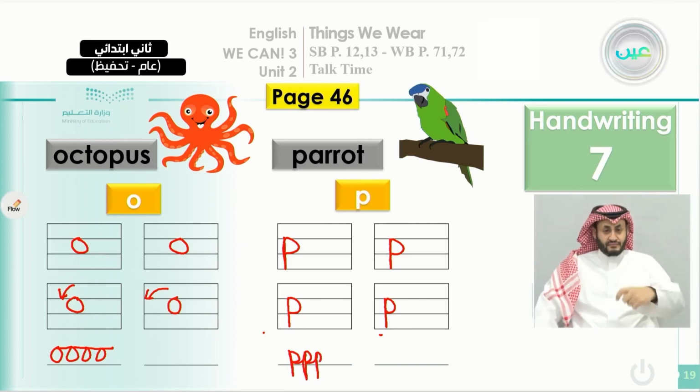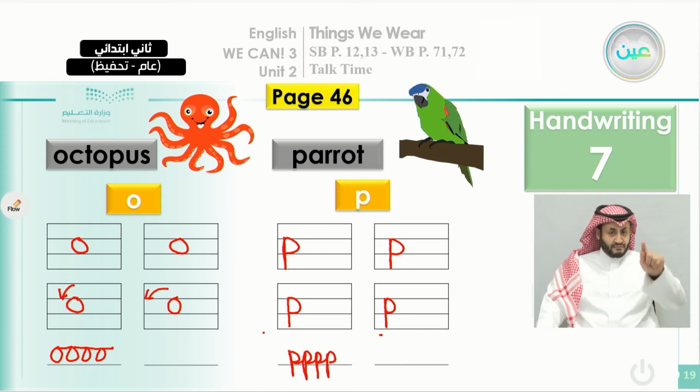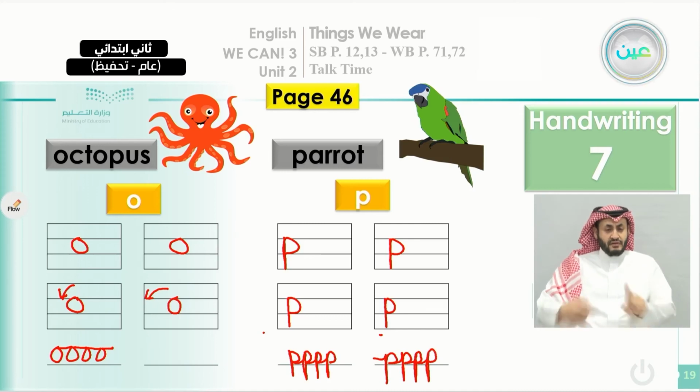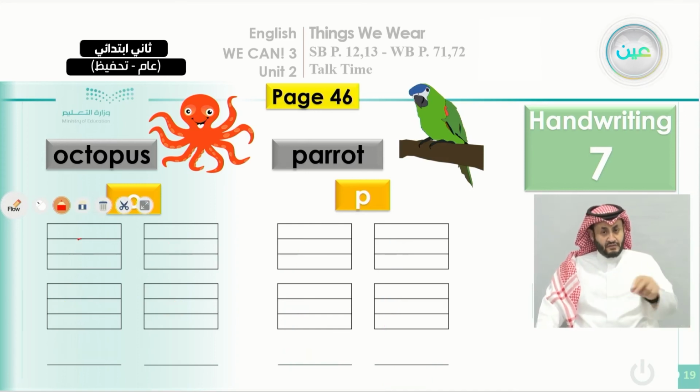If you want to write cursive, it's very easy, if you know how to start and how to finish. That is the way of writing P. This is how to write P again. And now we move to the next slide to write words.